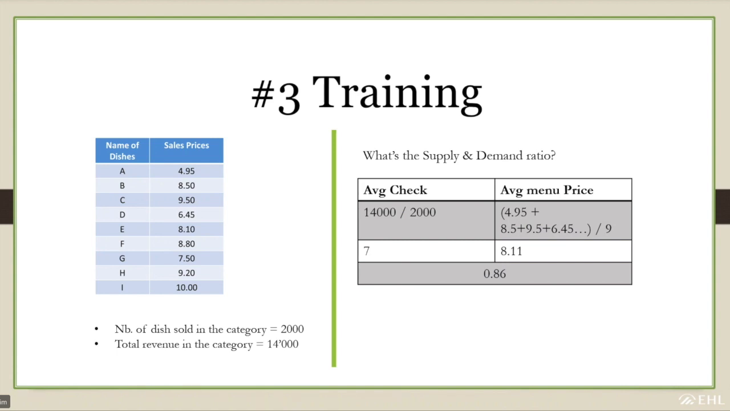And then here we go. This is just a little bit of training. Basically, what you have here is the supply and demand ratio. What we have to do is first calculate the average menu price, which is all the sales prices divided by the number of dishes we have, which is 9 in this case. Then the average check, which is 7, divided by the average menu price gives 0.86, which is a bit lower than we would like.